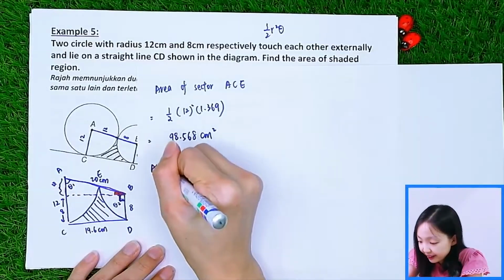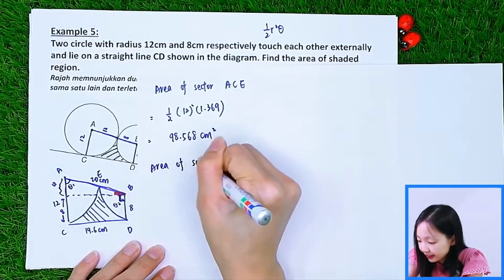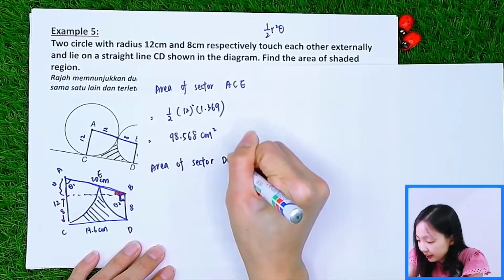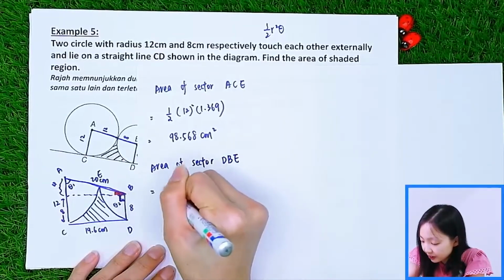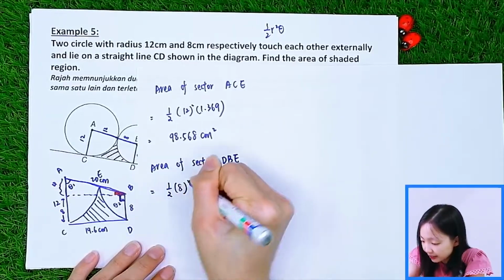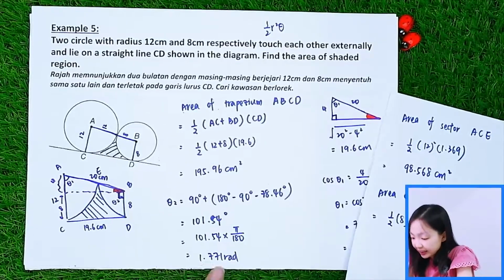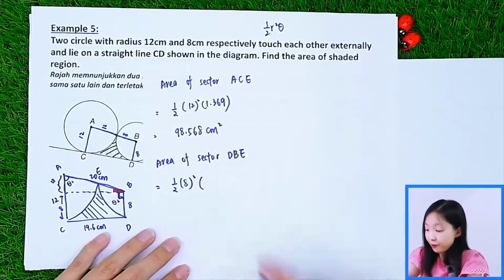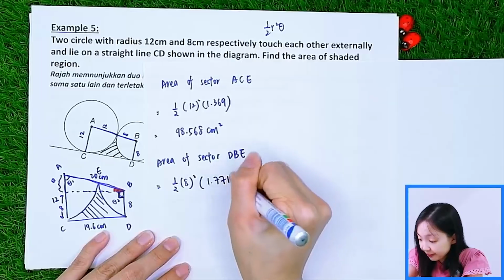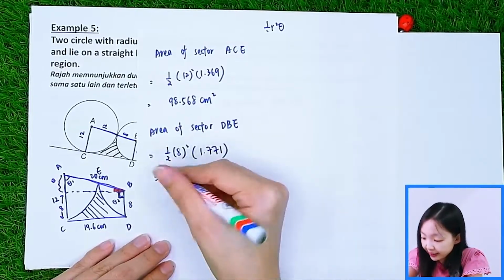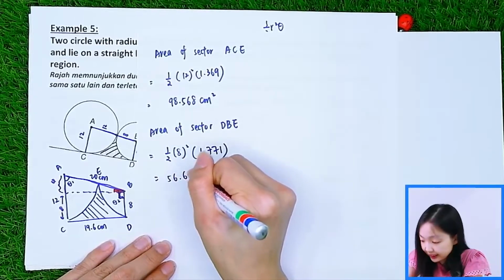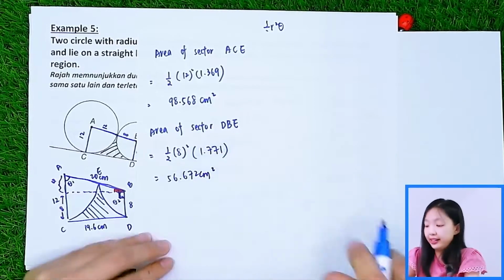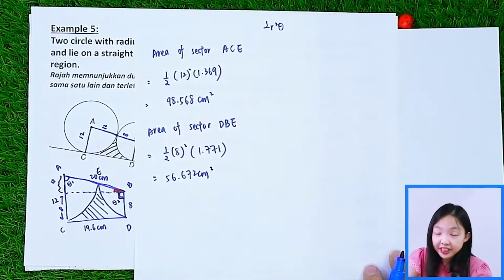The area of sector DBE is equal to 1/2 r squared theta. The theta is 1.771 in radians. So the area is 56.672 cm squared. Now, can you find the area of the shaded region?